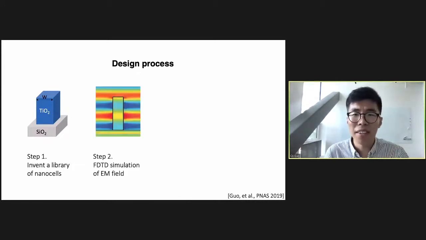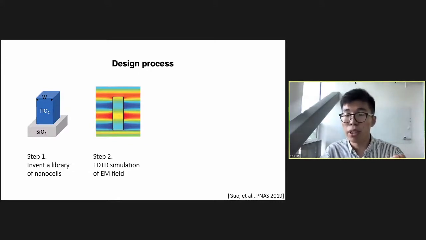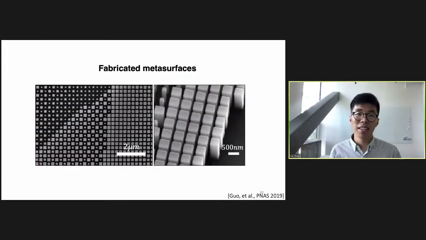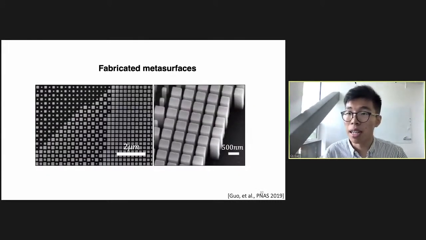Second, we use an electromagnetic field solver, such as FDTD, to simulate the EM field of each nanocell given different incoming waves. Third, based on the simulation, we can draw the mapping between the phase delay and the width of the nanopillars, so that we can pick nanocells from the library and arrange them to generate the specific phase delay via the inverse mapping. In this design process, we assume there are no interactions between wavefronts at different nanocells. Here are the SEM images of the designed metasurface.